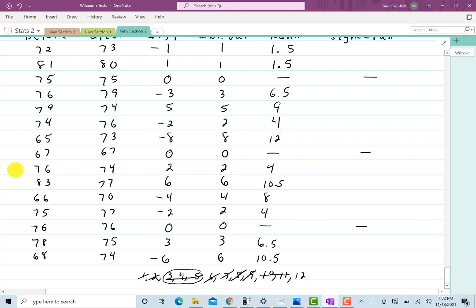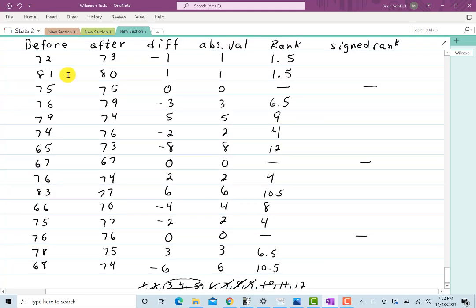Now let's take a look at our signed rankings. Remember, it's going to take a negative for these when the difference is negative. So I'm going to have a negative 1.5, and then a positive 1.5, and then I'll just go down. Negative 6.5, get a 9 there. Negative 4, negative 12, positive 4, positive 10.5, negative 8, negative 4, positive 6.5, and negative 10.5.